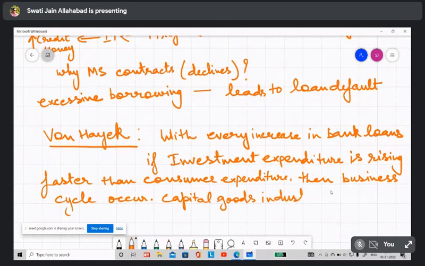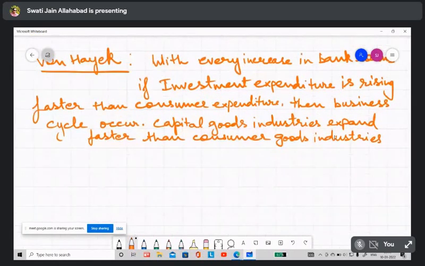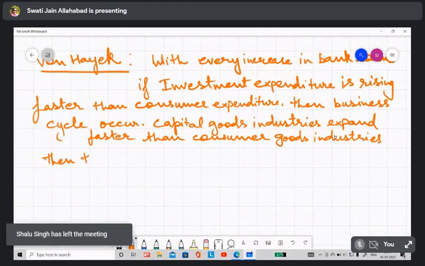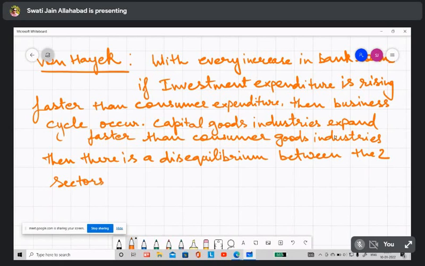If capital goods industries expand faster than the consumer goods industry, then there is a disequilibrium between the two sectors and the result is fluctuations.